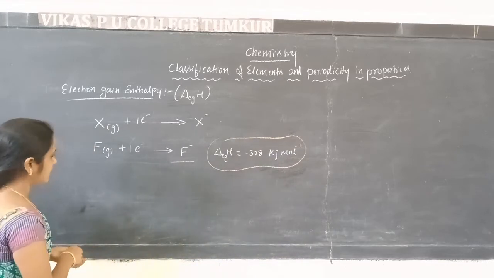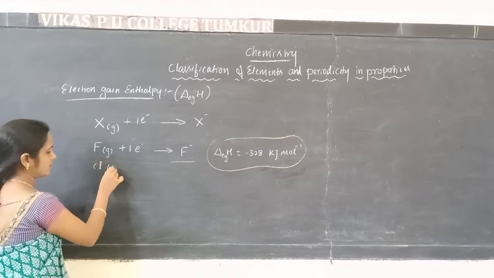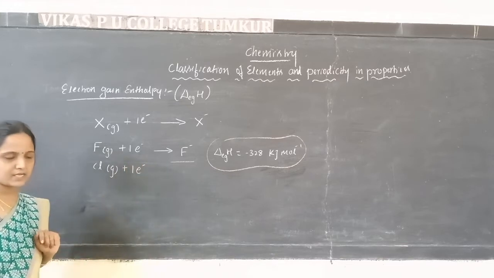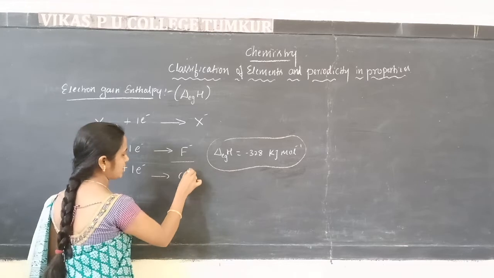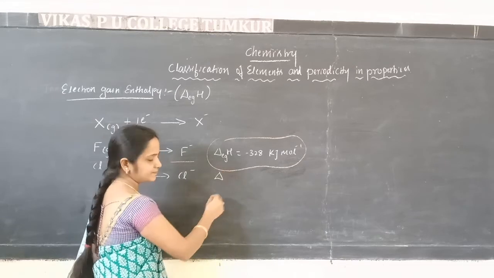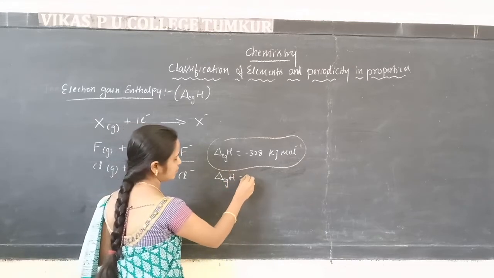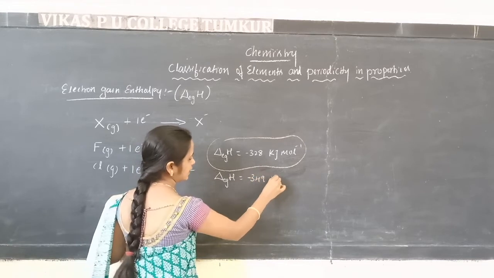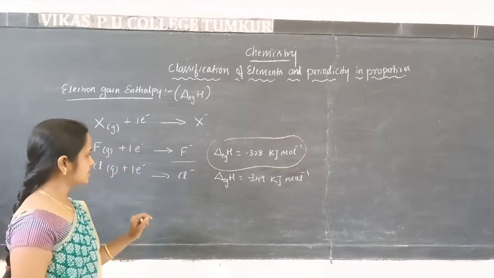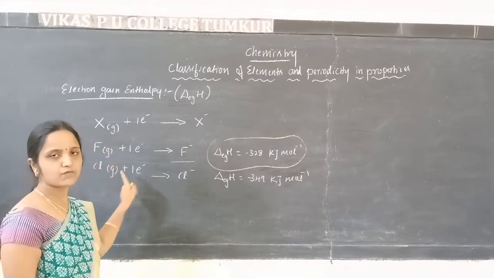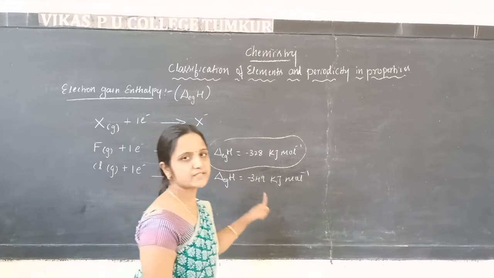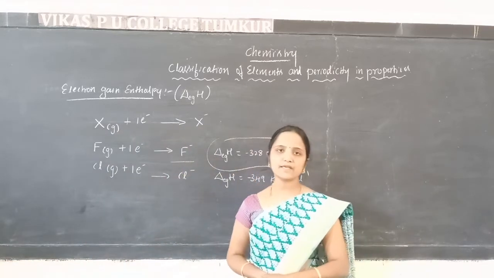Like this only, if you take chlorine, the neutral gaseous atom, on the addition of one electron to this, the chloride ion is formed. At that time delta EGH is equal to minus 349 kilojoule per mole. This much of energy is released. Therefore, the energy released on the addition of an electron to a neutral atom to form a negative ion is called electron gain enthalpy.